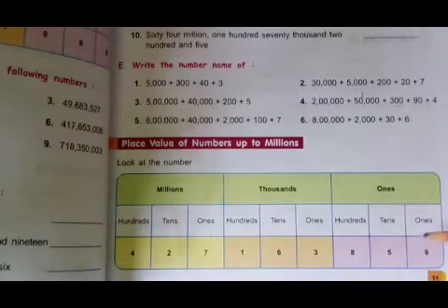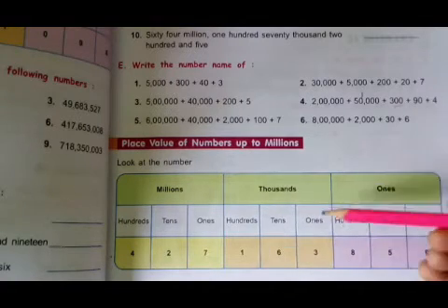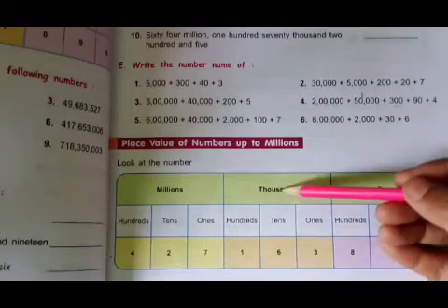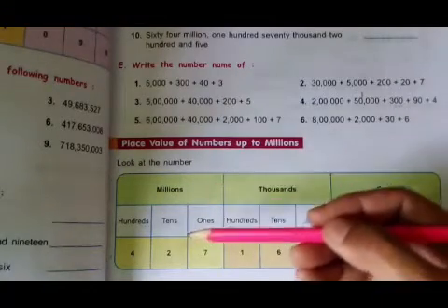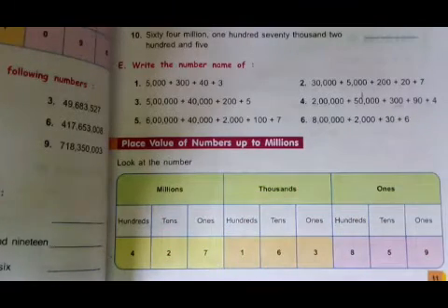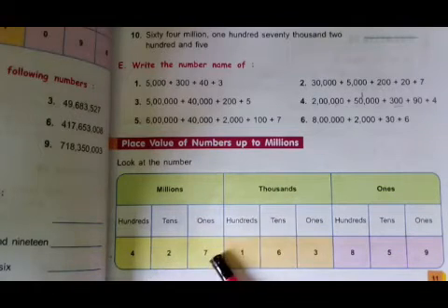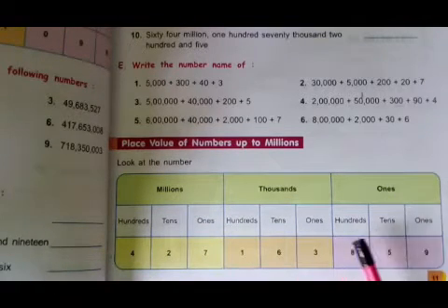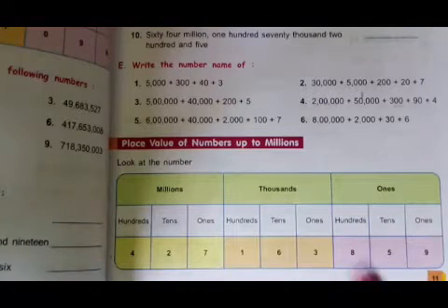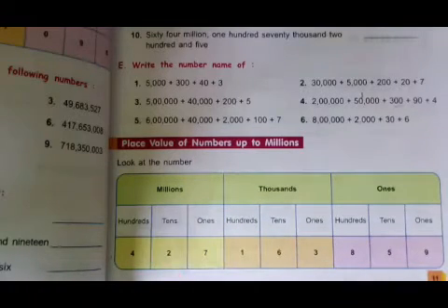Again, read with me. Ones, tens, 100, 1,000, 10,000, 100,000. 1 million, 10 million, 100 million. Let's count the digits that are present in 100 million. 1, 2, 3, 4, 5, 6, 7, 8, 9. So dear student, a total of 9 digits are present in such numbers that start from 100 million.